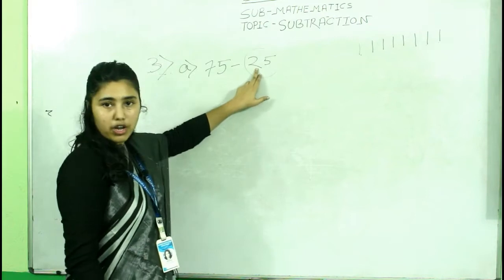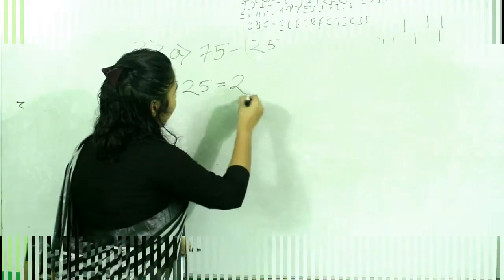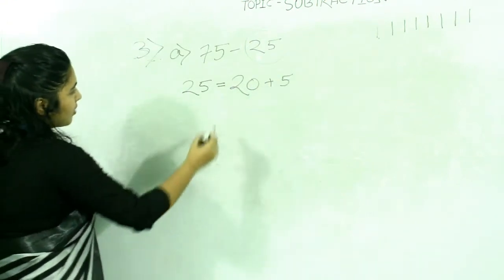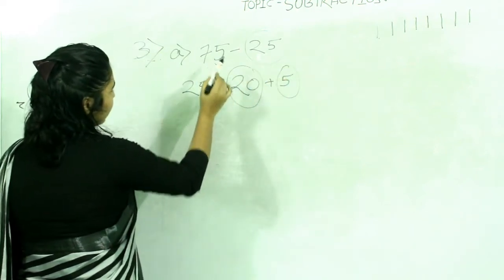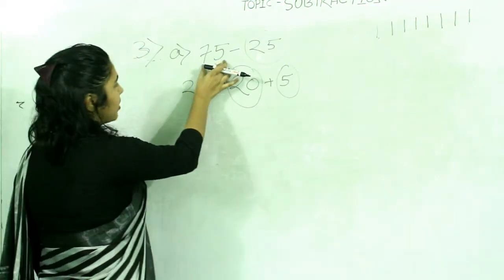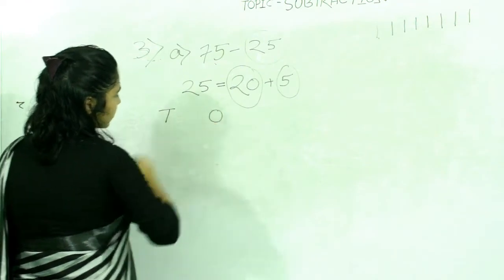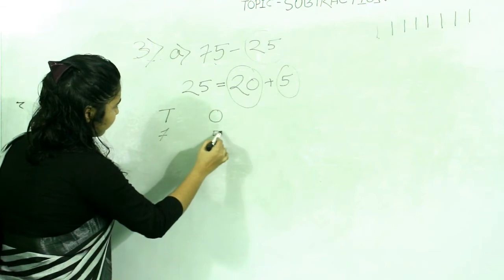25 is a smaller number, right? So first expand this 25 like 20 plus 5. Now subtract each of this number from 75. So here 75 is our bigger number and the number of digits is 2. So we have to take tens place and ones place. Now put here 75 first.